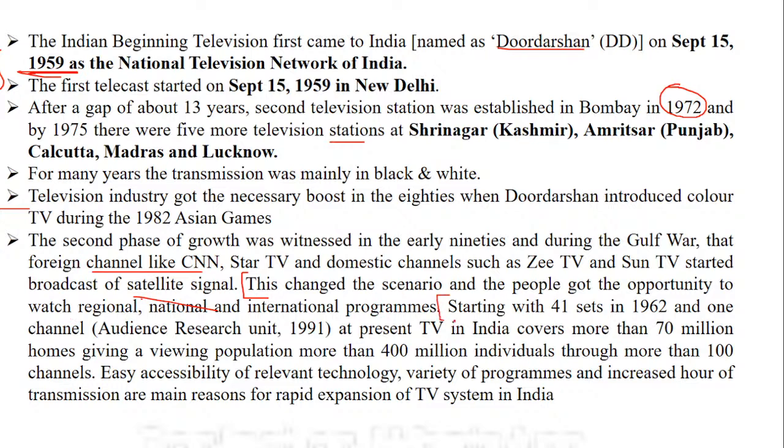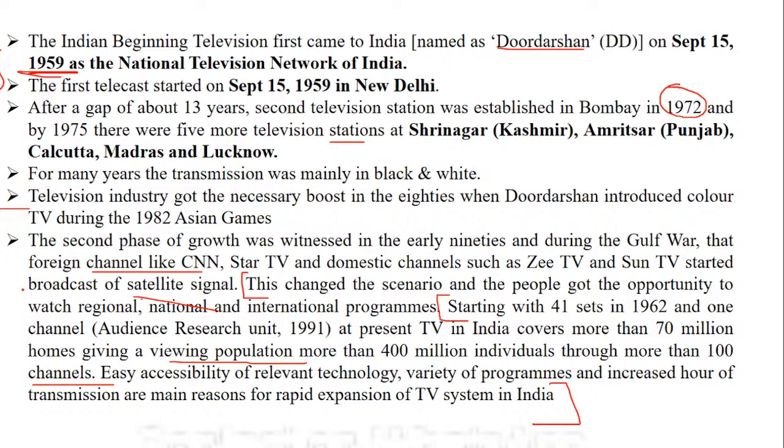Now, you don't have to remember these numbers, but as we are going through the television history, I thought I'd put them down. Starting with 41 sets in 1962 and one channel, that is Audience Research Unit, at present TV in India covers more than 17 million homes, giving a viewing population of more than 400 million individuals, with more than 100 channels.